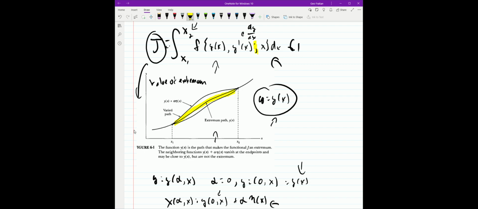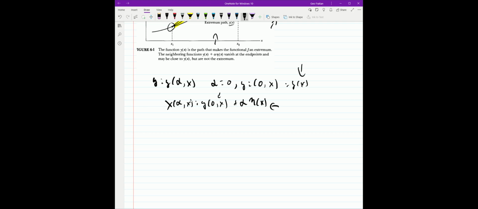The neighboring functions y plus alpha times eta, whatever that Greek variable is called, vanish at the endpoints and may be close to y of x. In other words, they start and end at the same spot, right here, that's what it's saying. Notice that they're close to y of x, but they're not an extremum. If we look at it, the length of this is greater, right? So the minimum path is y of x. Okay.